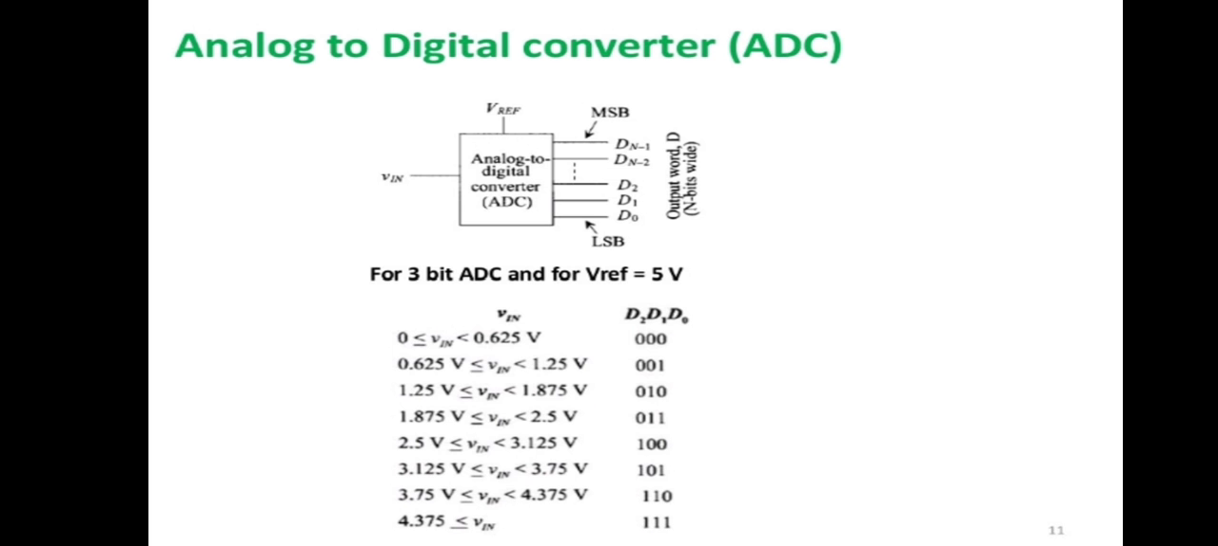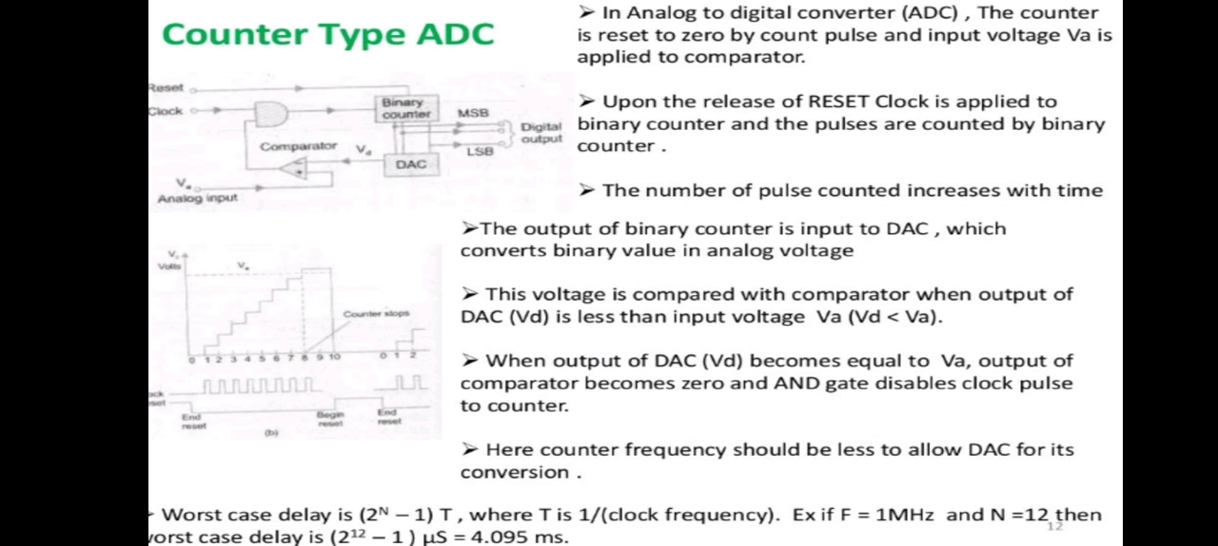Analog to digital converter, ADC. Consider a 3-bit ADC with V reference equal to 5 volts. Counter type ADC: the counter is reset to 0 by the count pulse and the input voltage VA is applied to the comparator.